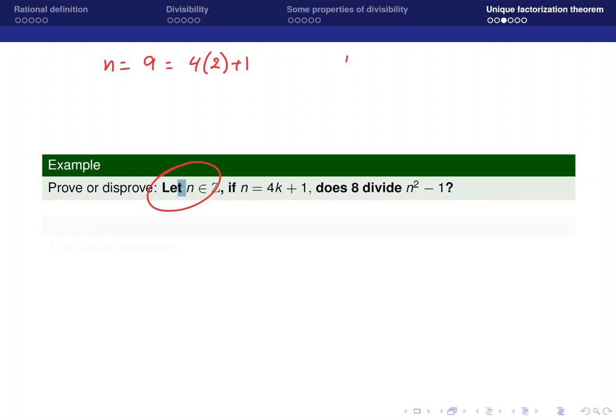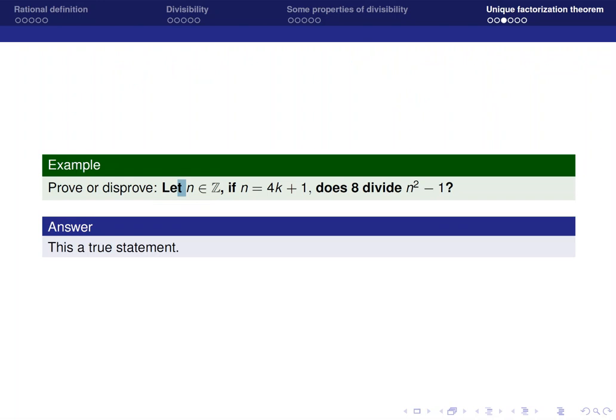What happens when I square the n, then subtract 1? Well, 9 squared minus 1 is going to be 81 minus 1, which is 80 at the end. Is it true that 8 divides 80? The answer is yes. Now, is this a proof? No, this is just a quick way for me to verify that this statement is most likely going to be true. And now I'm going to attempt to prove the statement.